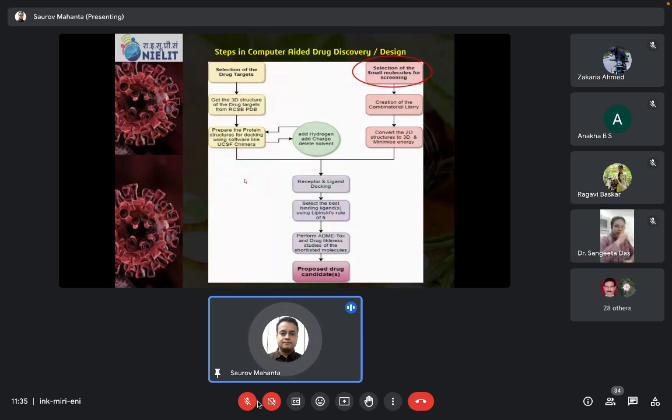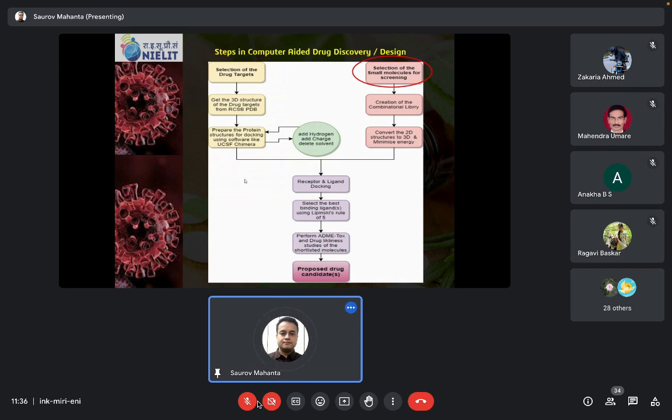So again, I am repeating the steps in computer-aided drug discovery. On one side is the selection of the drug targets, mostly depending on the previous literature. At this moment, some of you may have the facility for drug target identification studies in your organizations, but if we think of a totally computational work, then we have to depend on the previous literature. Then get the structures of the drug targets from the RCSB protein database. Then prepare the protein structure for docking using software like UCSF Chimera or others.